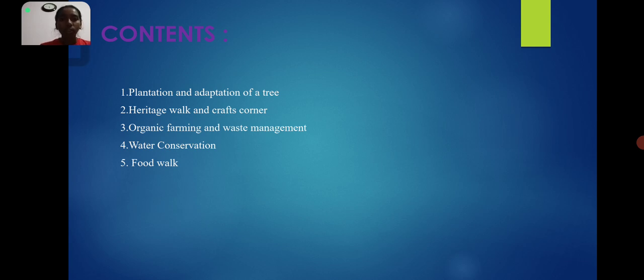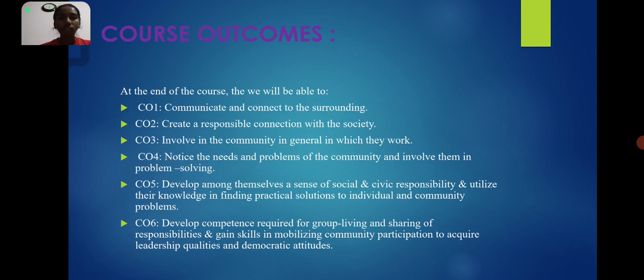Before looking into this information, let's look into the course outcomes. At the end of the course, we'll be able to learn: the first course outcome is communicate and connect to the surrounding. The second one, create a responsible connection with the society. Course outcome 3, involve in the community in general in which they work. CO4 is notice the needs and problems of the community and involve them in problem solving.